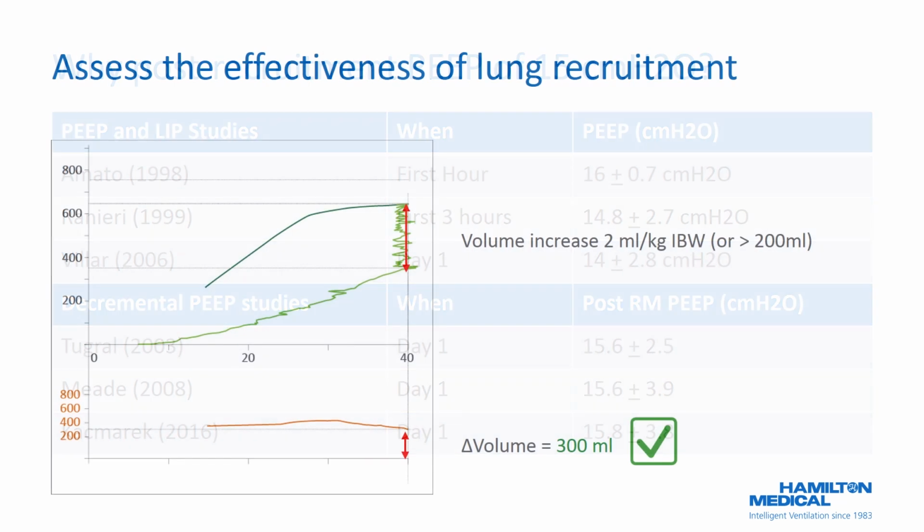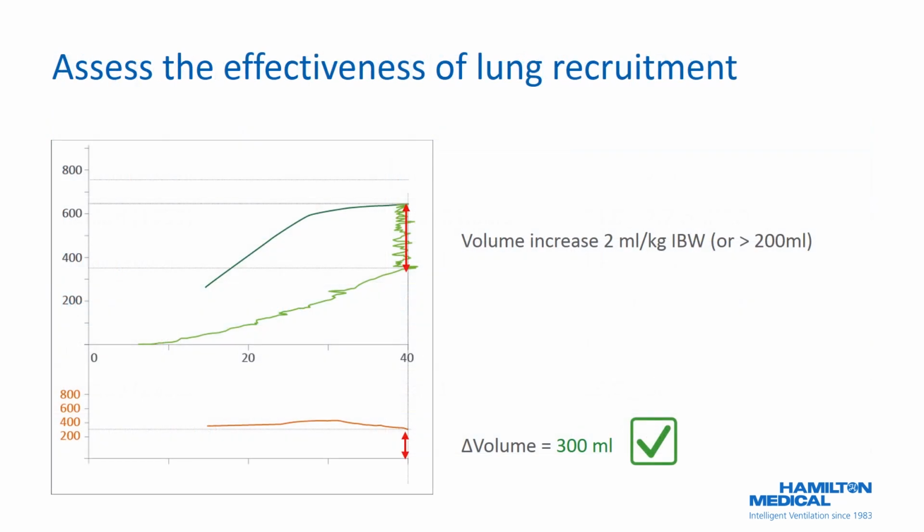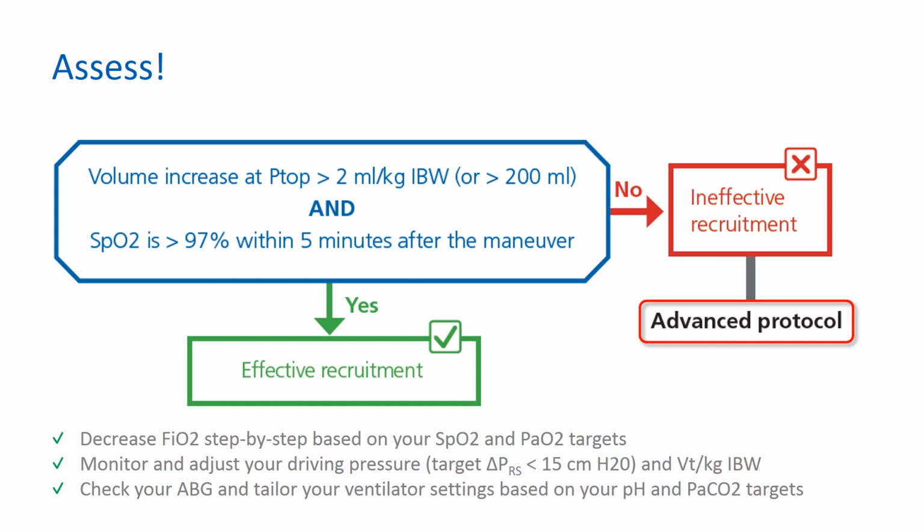To assess the effectiveness of the recruitment maneuver, a measurement of the volume increase at end inspiration during the 10-second pause is required. If the volume increase is greater than 2 milliliters per kilogram ideal body weight, or greater than 200 milliliters, and the SpO2 is greater than 97% within 5 minutes after the maneuver, it is deemed to be effective. If those criteria were not met, proceed to the advanced protocol.